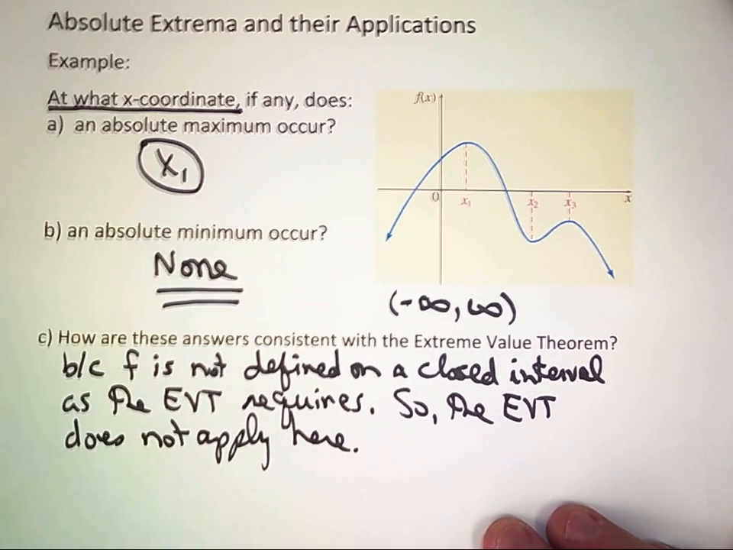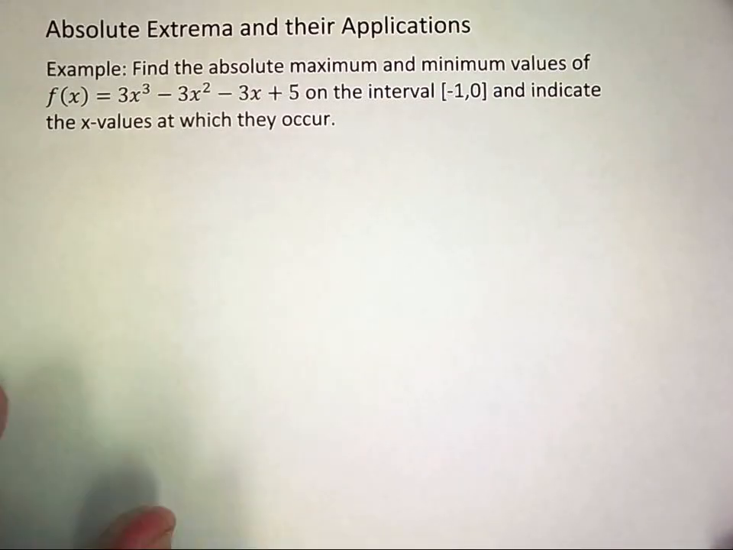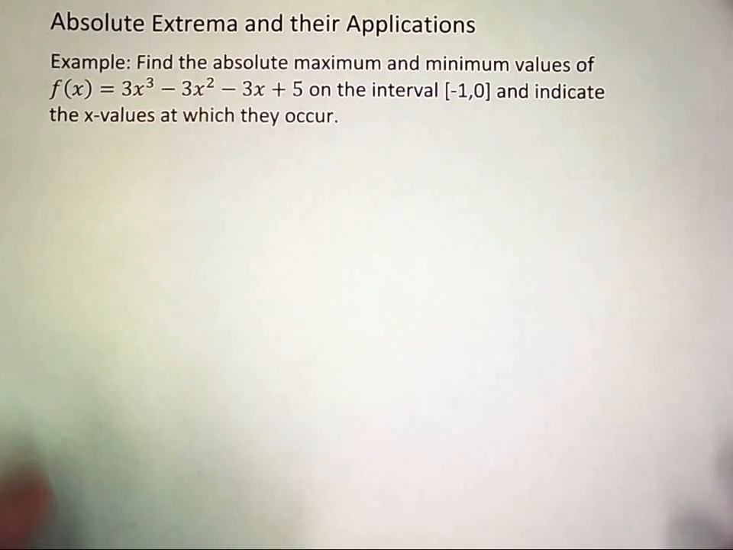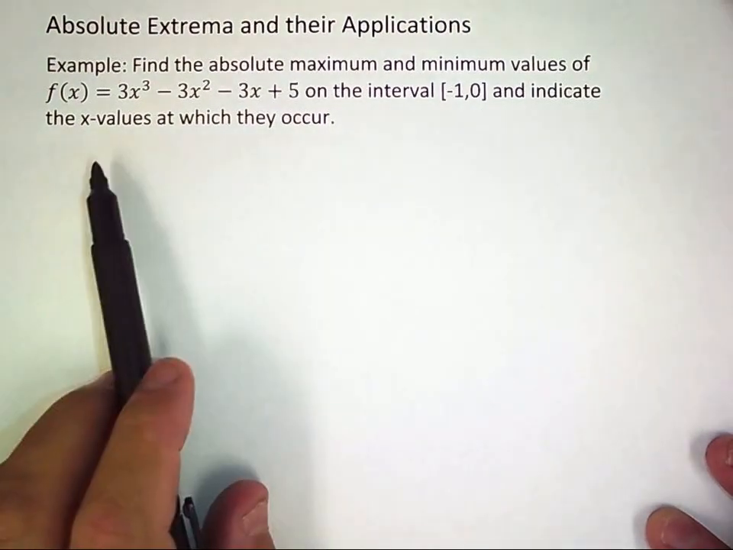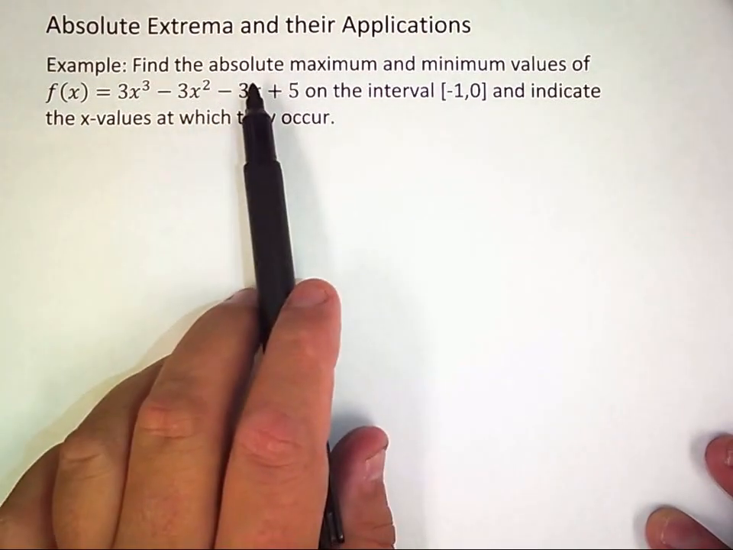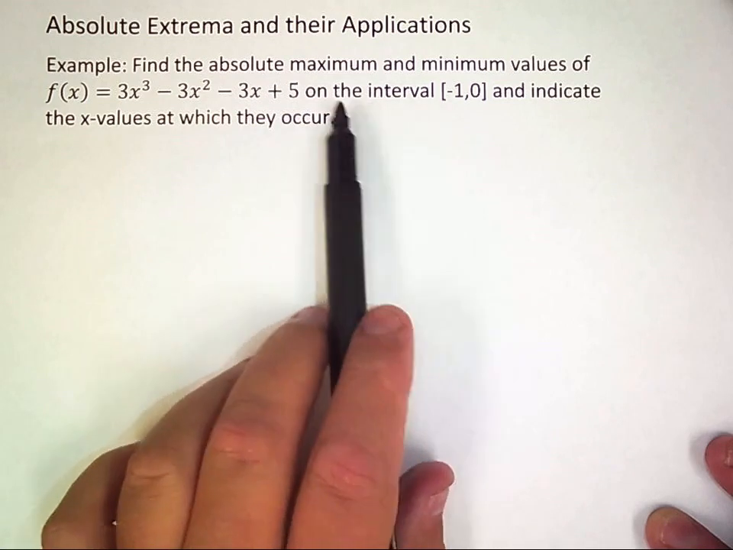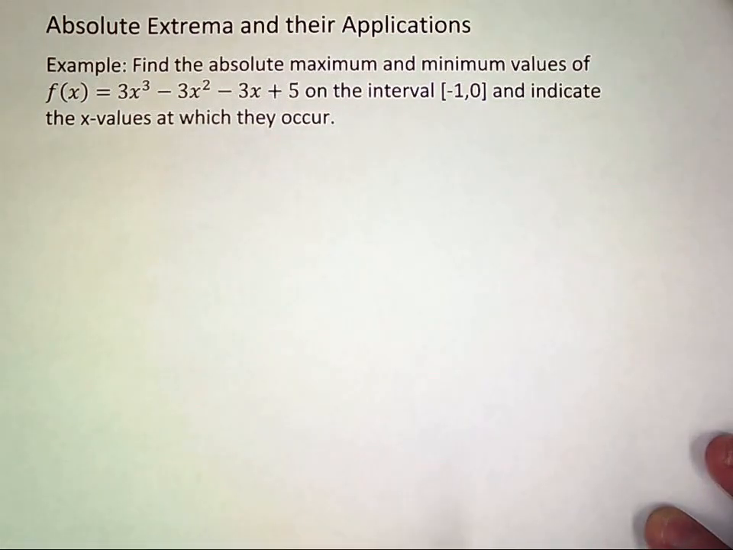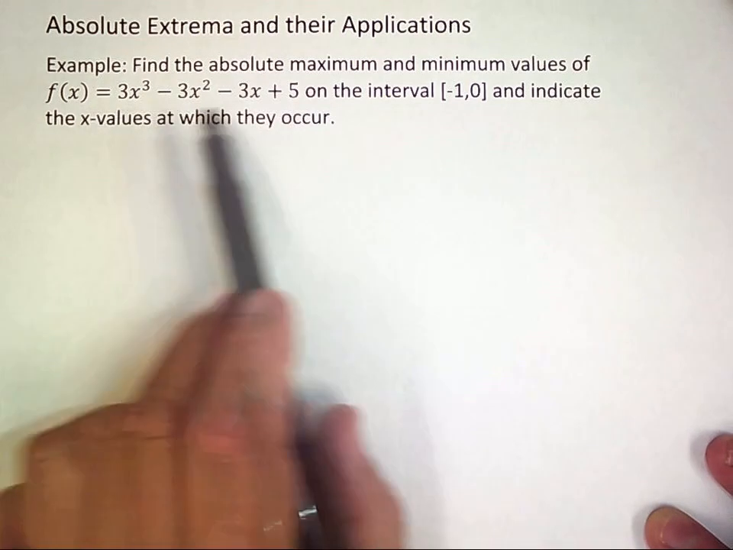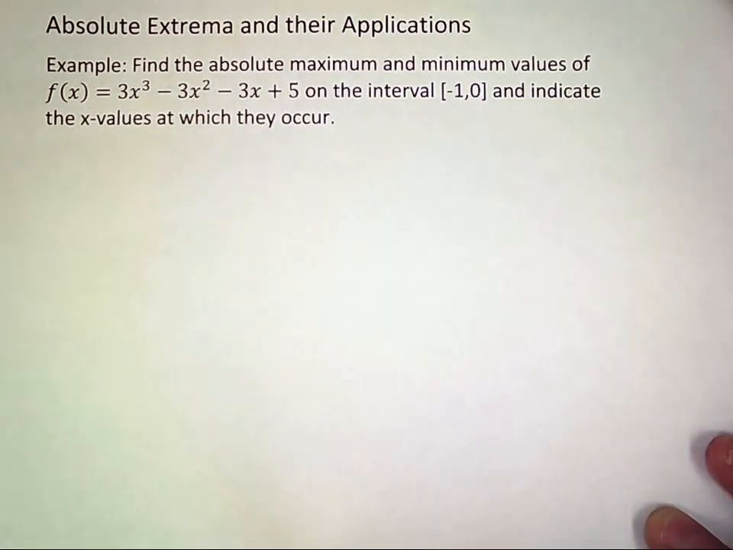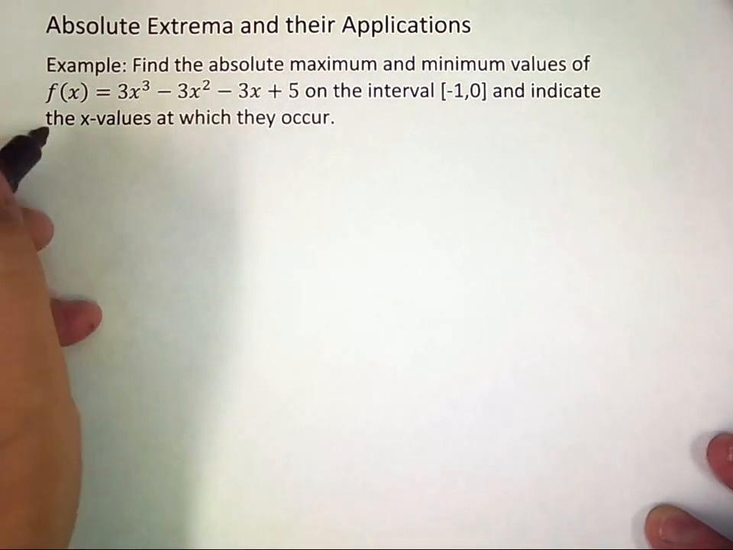Okay, let's look at a second example. Here we have a function, a polynomial function defined on a closed interval from 0 to 1, and we want to find the x values of the absolute max and min, and we want to find the absolute max and min. Well, the first thing to notice is this is a continuous function. It's a simple polynomial on a closed interval, so there will be a maximum and a minimum by the extreme value theorem. But we have to find it.